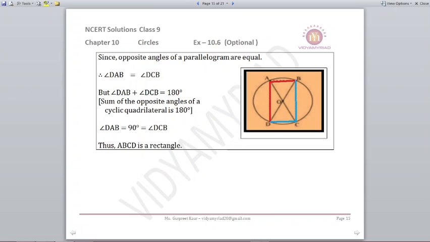But DAB plus DCB are equal to 180 degrees, because the sum of the opposite angles of a cyclic quadrilateral is 180 degrees. But these angles are equal. So what we can say, each angle is 90 degree. And when each angle is 90 degree, it holds the property of a rectangle. We can say that ABCD is a rectangle.